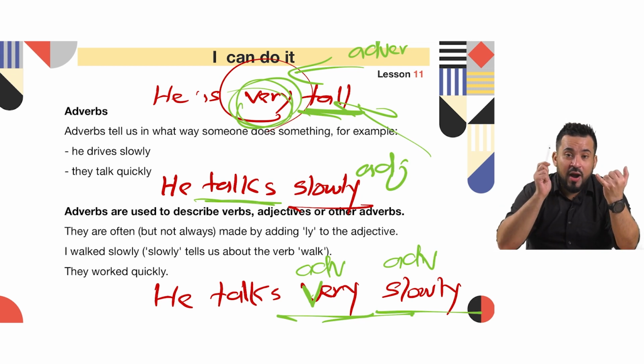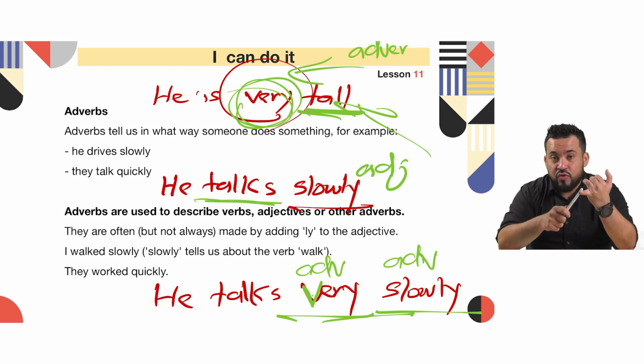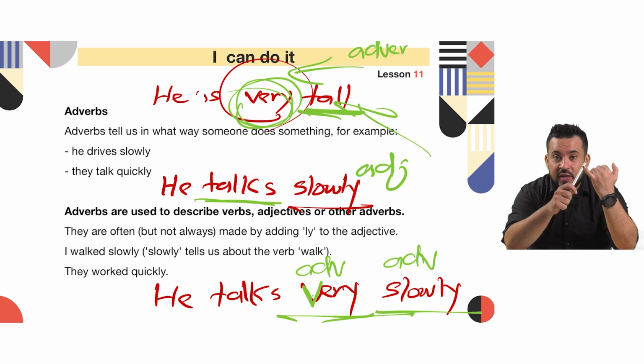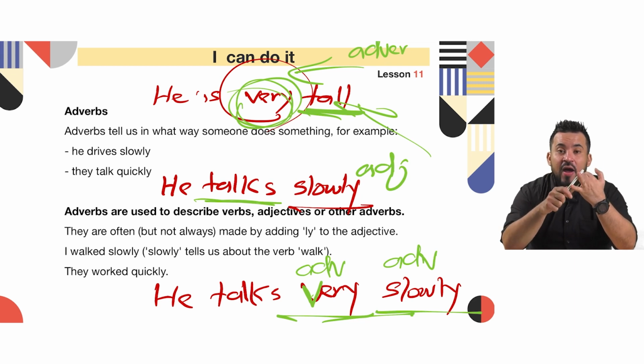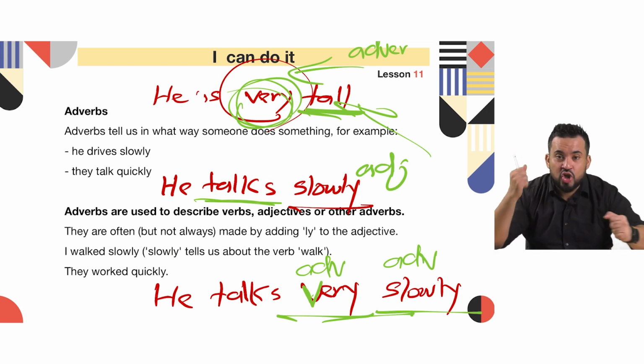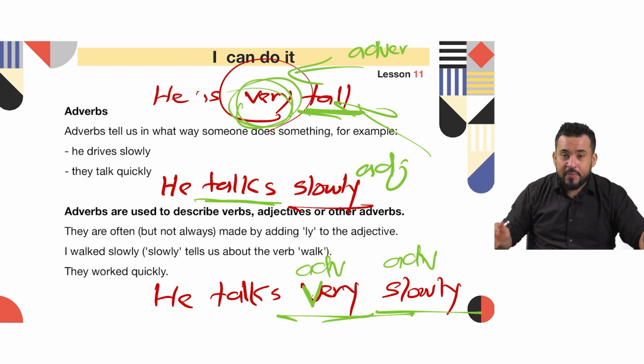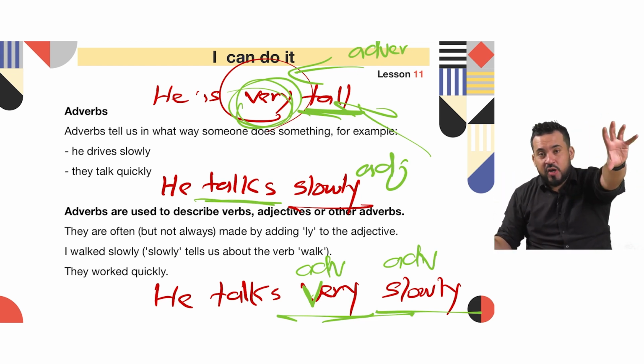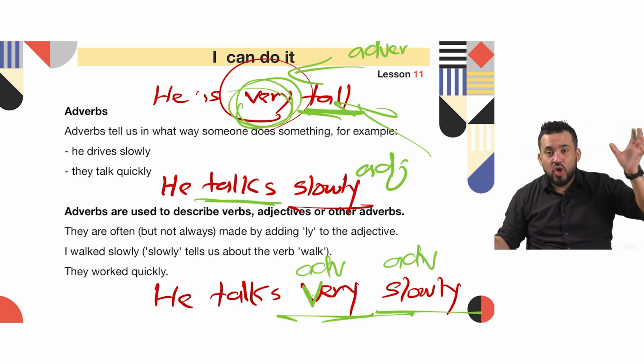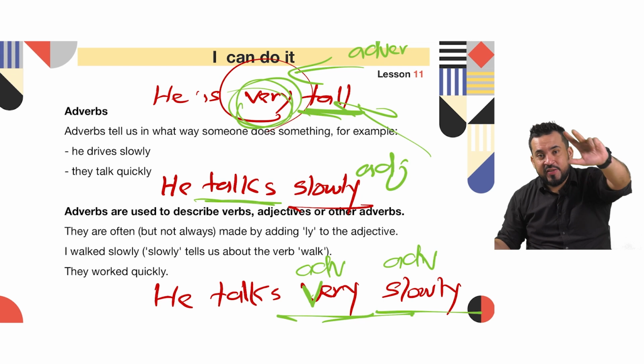So adverbs can describe verbs like he drives fast. That is, fast is an adverb because it describes drives. If I say he drives very fast, very here will be an adverb because it describes fast, which is another adverb. If I say he is very tall, then very is an adverb because it describes an adjective, which is tall. Okay? So, to sum up, we use adverbs with verbs, adjectives, and other adverbs.